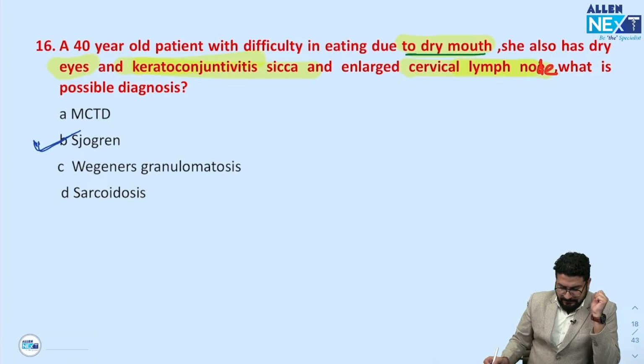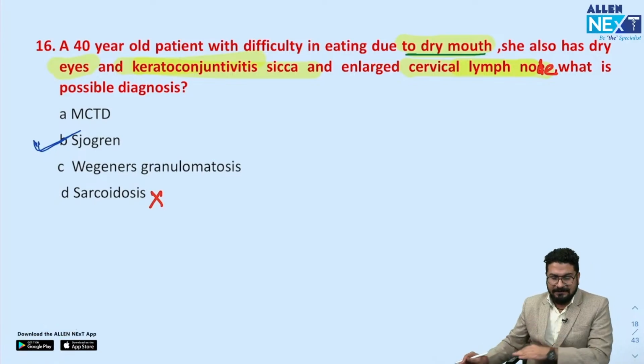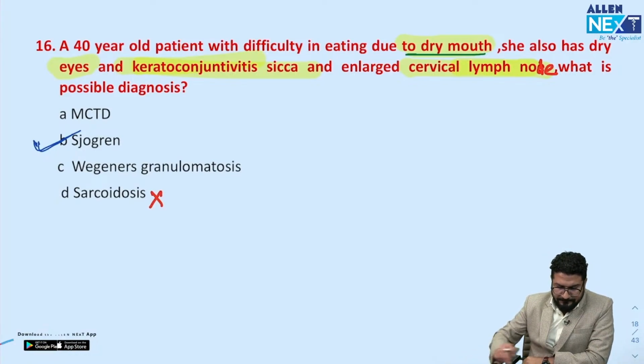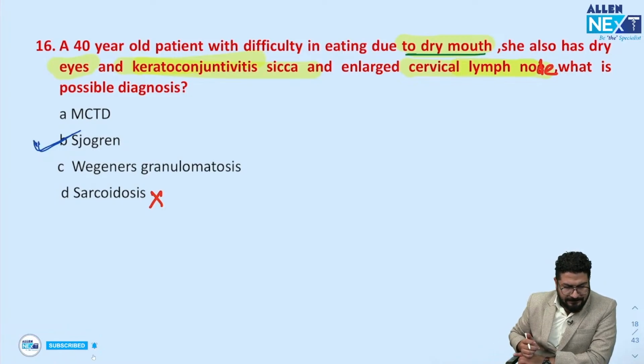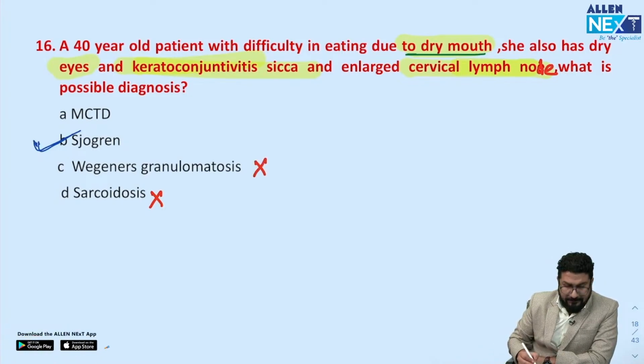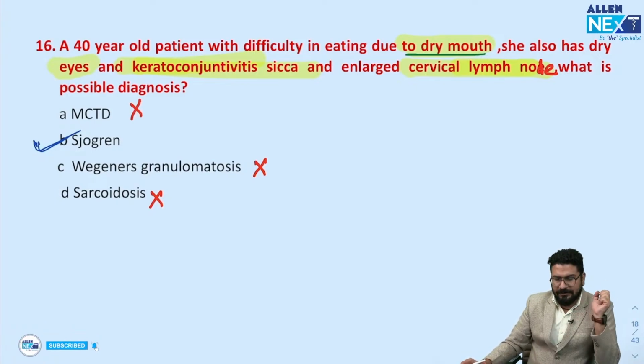Is it clear? So sarcoidosis is diagnosed as an exclusion. Wegener's granulomatosis, I know there was a question on Wegener's granulomatosis as well. So that also we'll discuss later on. Don't worry. Moving ahead. In Wegener's, it's mainly a vasculitis, so you will not see these dry features. MCTD is the condition where you see features of 2 or more autoimmune conditions.